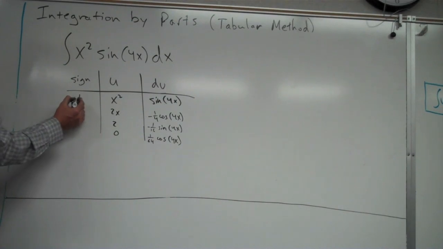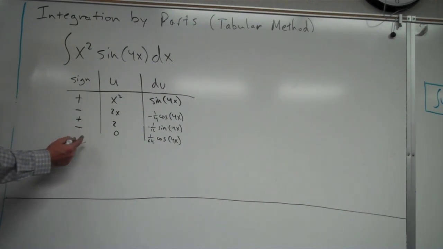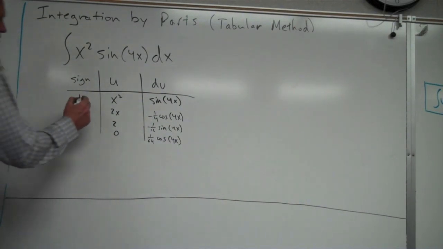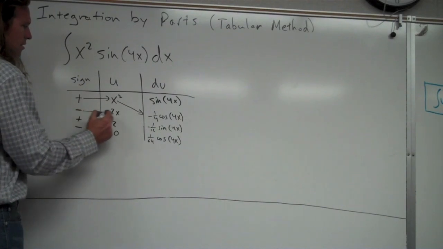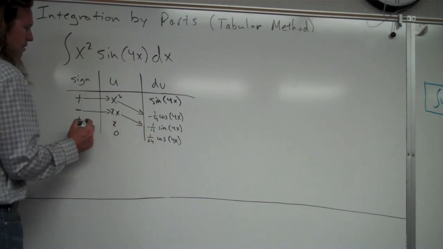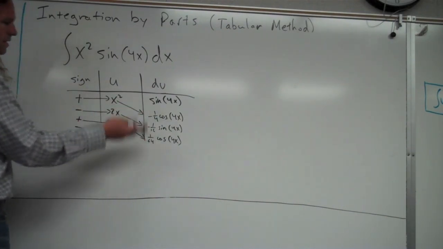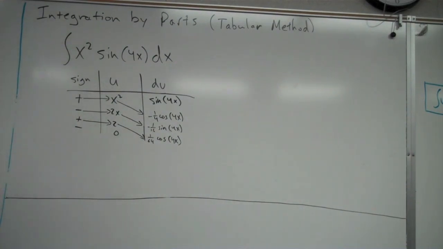So then our signs just alternate. It always starts with positive, then it goes negative, plus, negative, and then I don't have to go anymore. So then I start from here, and go across, and down. Across, and down. Across, and down. And I'm at the end of my dv's, so that's when I know it's time to stop.